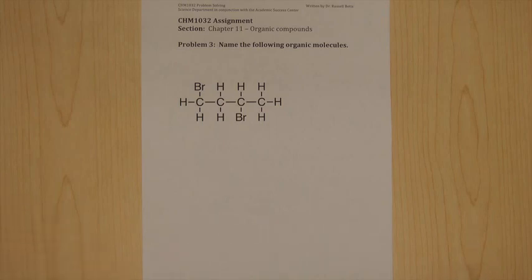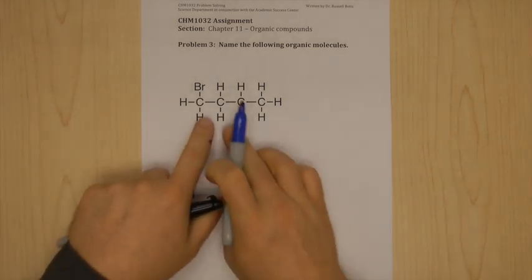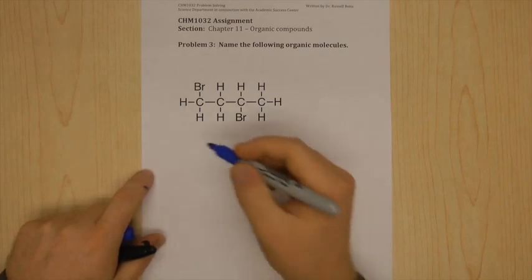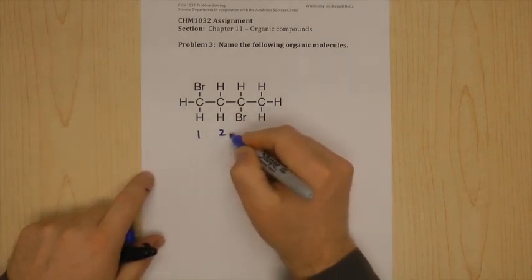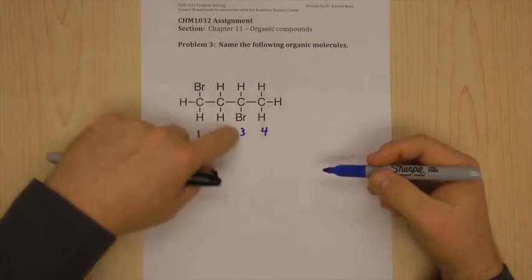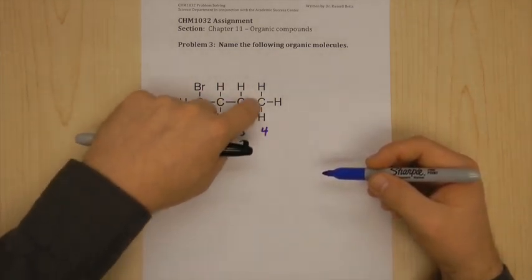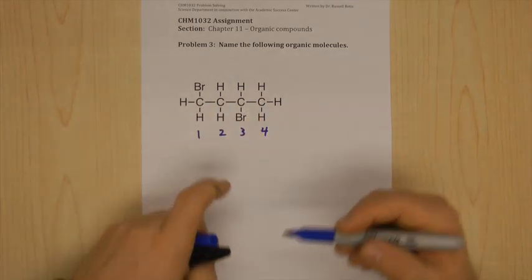What I tell students to do when they're first learning this is to get two different color markers, blue and black. And what I want you to do is number the carbons. So notice there's 4 carbons here in a row. So just number them 1, 2, 3, 4. The numbers correspond to the carbon. So this is carbon 1, carbon 2, carbon 3, carbon 4 in blue.